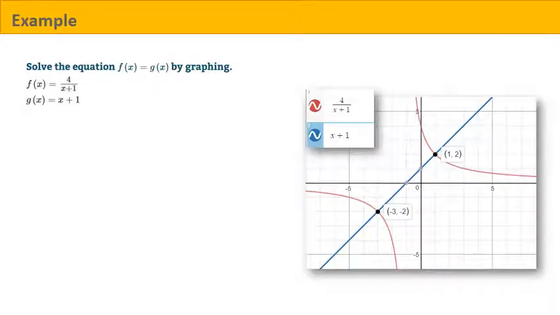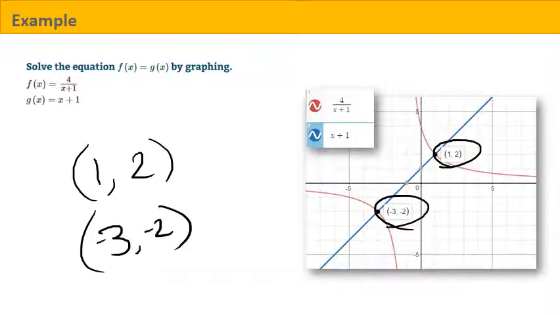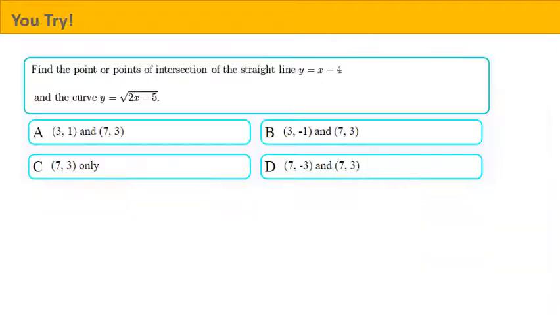So you can graph these in Desmos. Keep in mind, solve the equation f of x equals g of x by graphing. You're going to put this in Desmos and you're going to see those 2 points of intersection. You just double click on those 2 points and it shows you where they intersect. In this case, your solutions will be the point 1, 2, and you have to write them as a point with parentheses. Your other point is negative 3, negative 2. So you have 2 solutions at these 2 points.